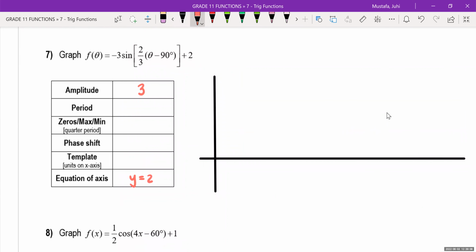I quickly look at my phase shift. I notice it's a negative, and that means you're moving to the right. So I can create my x and y axis where the x-axis is shifted over. The middle of the graph is 2, and I'm going up 3 and down 3, so I want a range of -1 to 5 when I'm putting in my numbers.